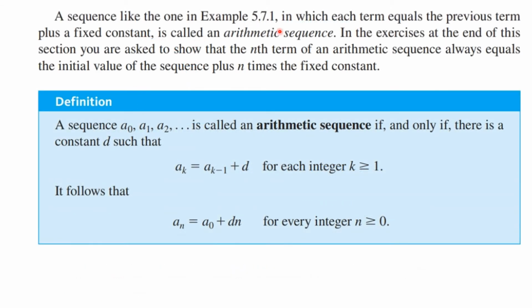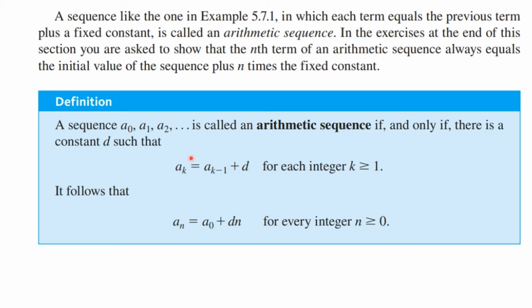So a sequence like the one that we just covered, in which each term equals the previous term plus a fixed constant, is called an arithmetic sequence. In the exercises at the end of this section, you're asked to show that the nth term of an arithmetic sequence always equals the initial value plus n times the fixed constant. In fact, you're proving that this theorem holds.